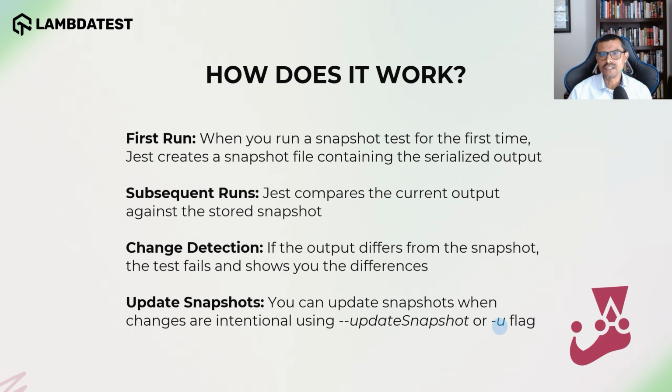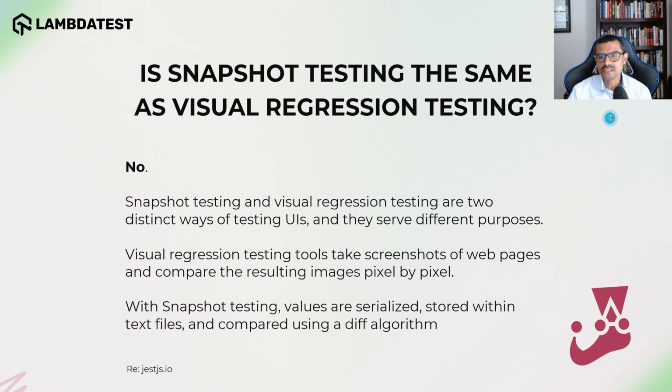Do you know what the difference is between snapshot testing and UI validation or UI regression testing? So you may be asking yourself, is snapshot testing the same as visual regression testing? The answer is no. Snapshot testing and visual regression testing are two distinct ways of testing UIs, and they serve different purposes. In visual regression testing, we are taking a screenshot of a web page and comparing the results pixel by pixel. On the other hand, with snapshot testing, values are serialized, stored in text files, and compared using a diff algorithm. Now let's go to the code so that we can take a look at some concrete examples.